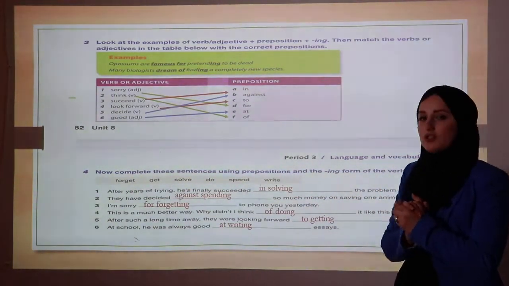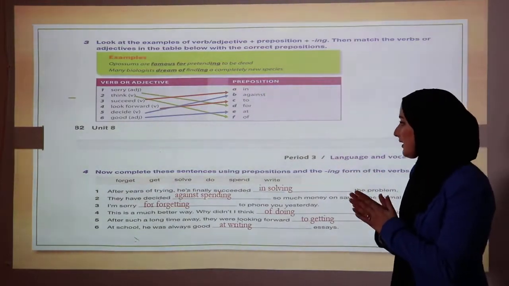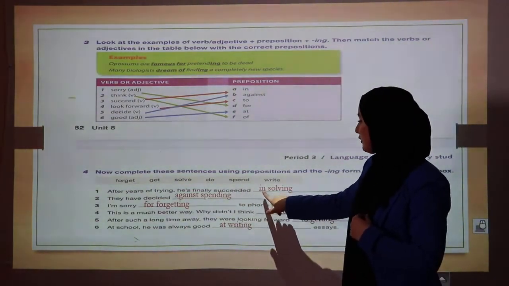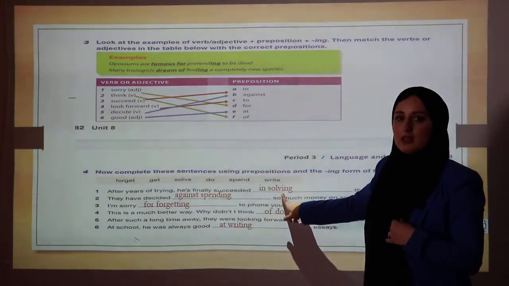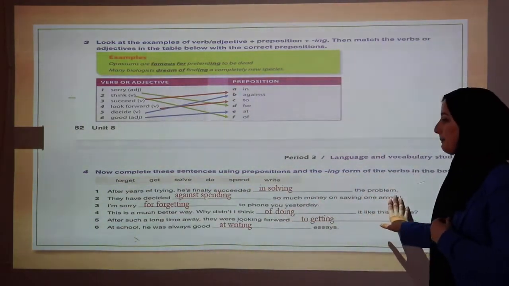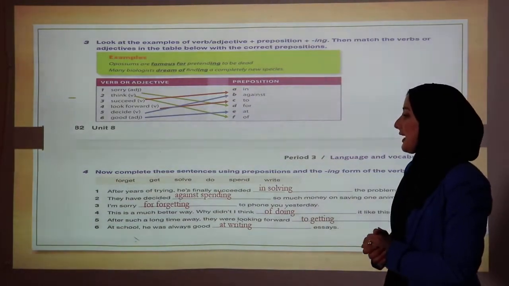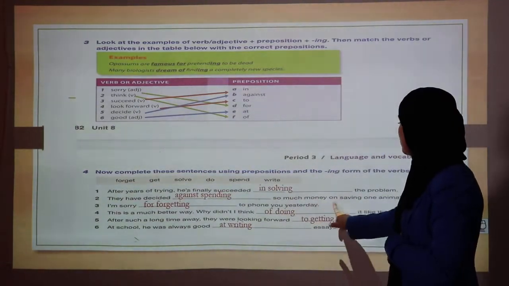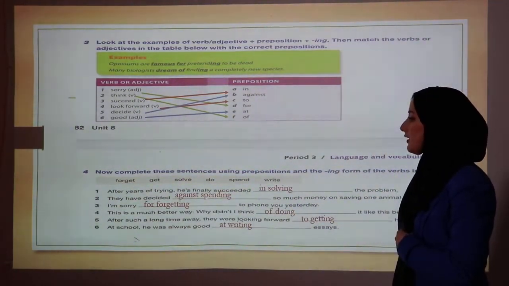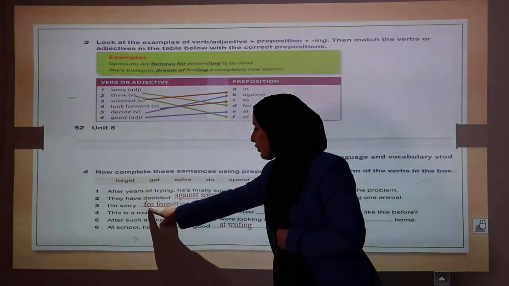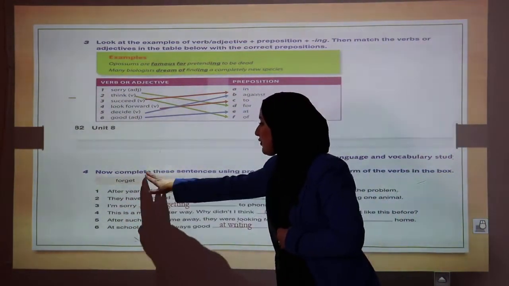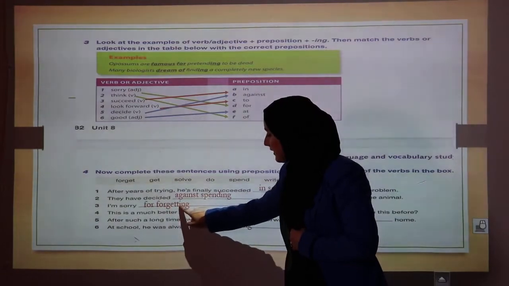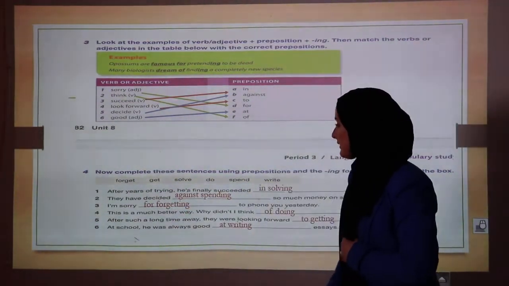Number 1. After years of trying, he's finally succeeded in, because succeed is followed by in, and then put the verb in the ing form, in solving the problem. Number 2. They have decided against spending so much money on saving one animal. Number 3. I am sorry for forgetting. Notice that we double the T because we have a vowel before the last consonant.